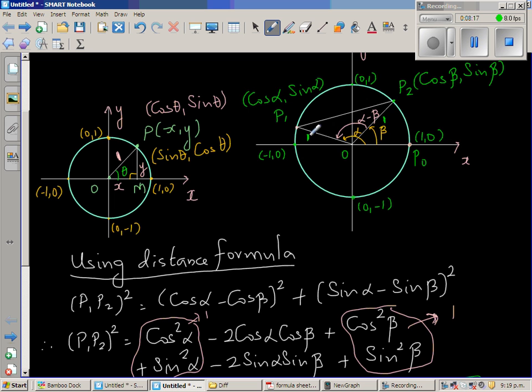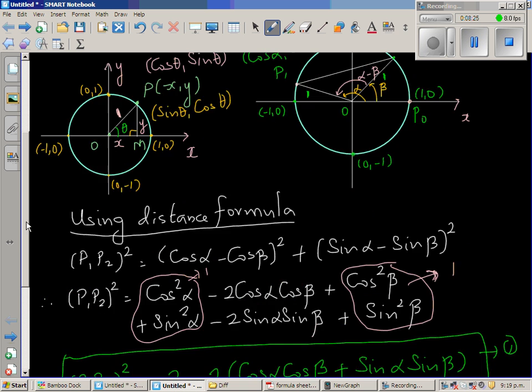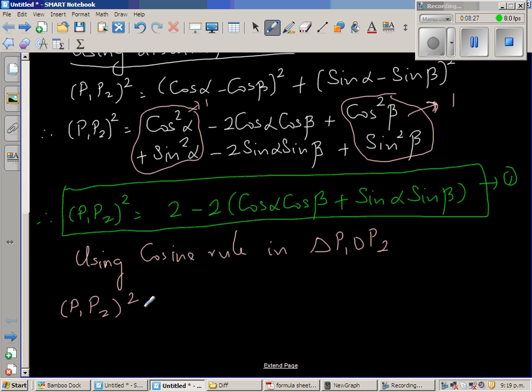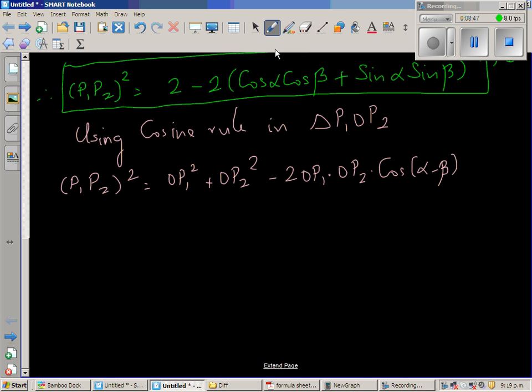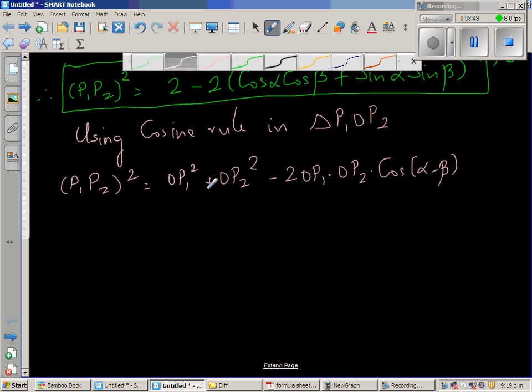OP1 we know is 1 and OP2 is also 1. The angle included between OP1 and OP2 is alpha minus beta. So I can say P1 P2 squared is OP1 squared plus OP2 squared minus 2 OP1 times OP2 times cos alpha minus beta. Now OP1 and OP2 both have a radius, or length, of 1.